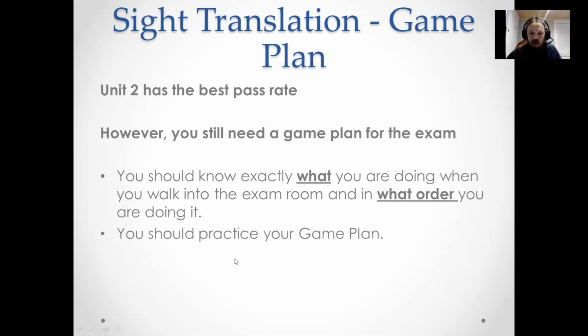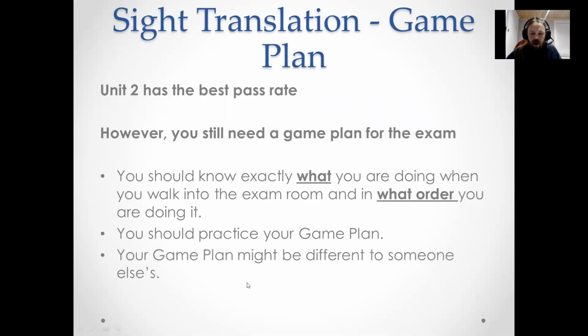You should practice your game plan. Whatever game plan, whatever strategy you come up with, it's important that you practice it. If you go into the exam with an idea of a strategy, but you haven't tried to practice it, it's not going to work out very well. I can guarantee you that. And a final thing to be aware of, your game plan might be different to someone else's.